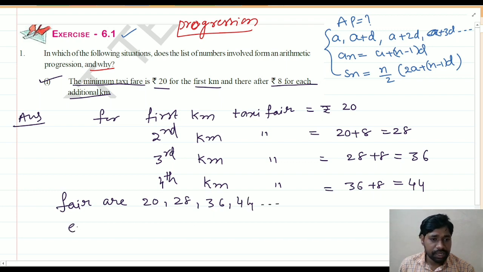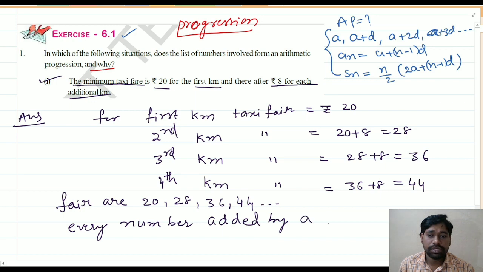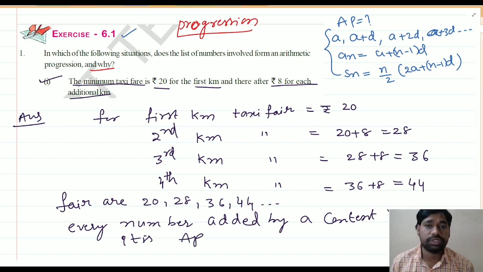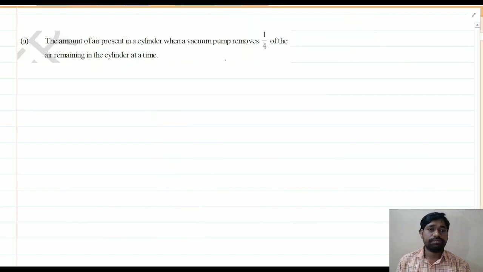So every number is added by a constant 8, then it is an AP. So the given situation is in the form of an arithmetic progression. Okay. Let us see the second question.